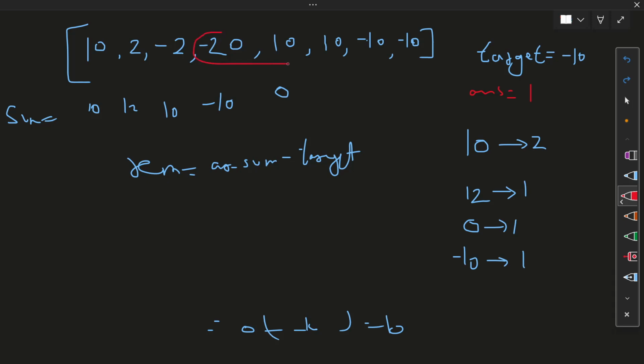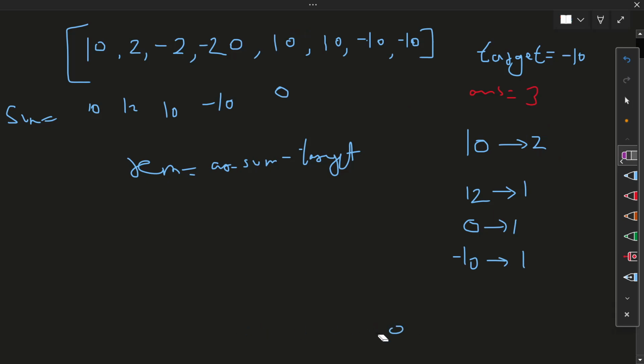So from this to this index we got minus 10. Yes, from this to this stage we also got minus 10. So just update the answer. Initially we got 1, but at this stage we also got two more new values. So the new answer will be 3.